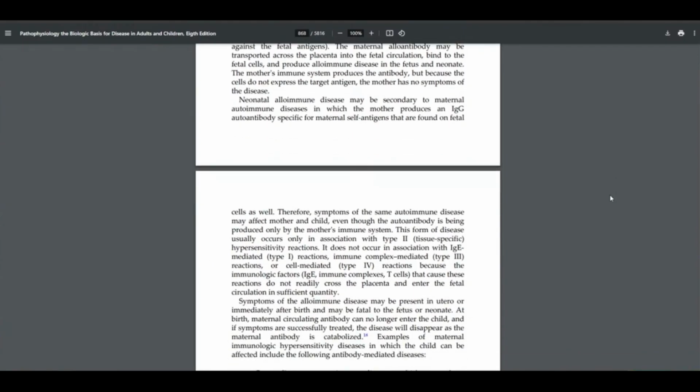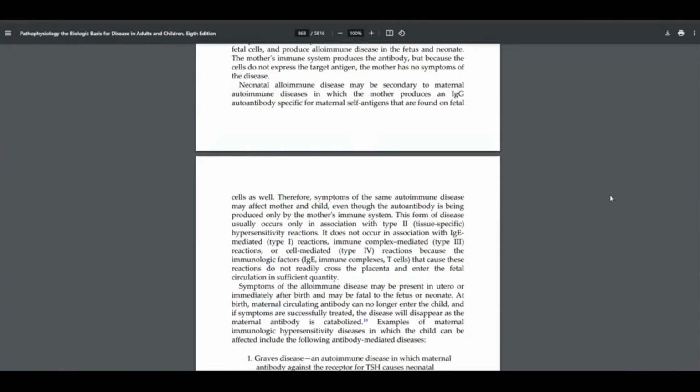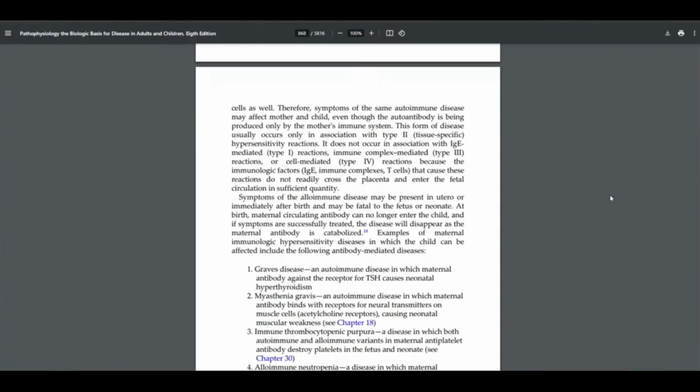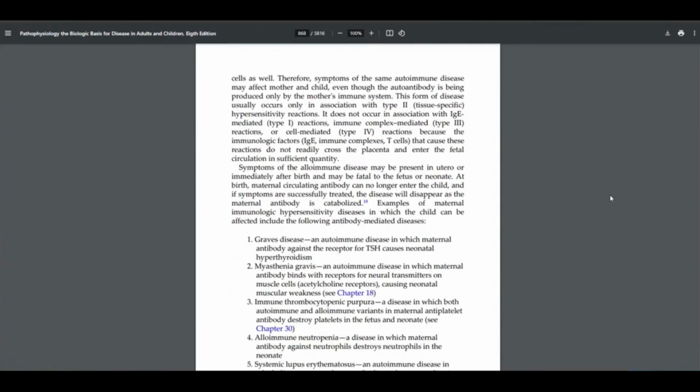Neonatal alloimmune disease may be secondary to maternal autoimmune disease, in which the mother produces an IgG autoantibody specific for maternal self-antigens that are found on fetal cells as well. Therefore, symptoms of the same autoimmune disease may affect mother and child, even though the autoantibody is being produced only by the mother's immune system.